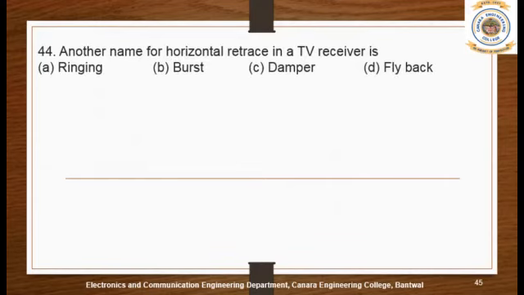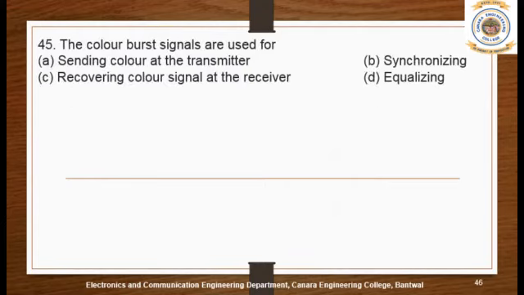Then another name for horizontal retrace is nothing but a flyback. Trace and retrace is a set of lines which are traced in a television system. So the retracing process is nothing but a flyback. The color burst signals are used for the synchronizing process. So that is what we use in a system.